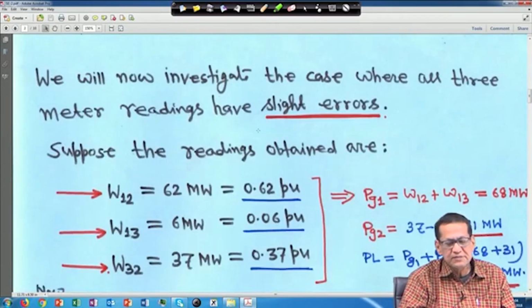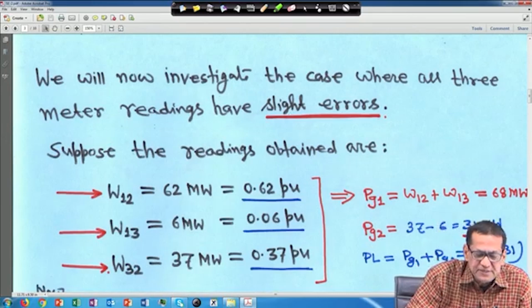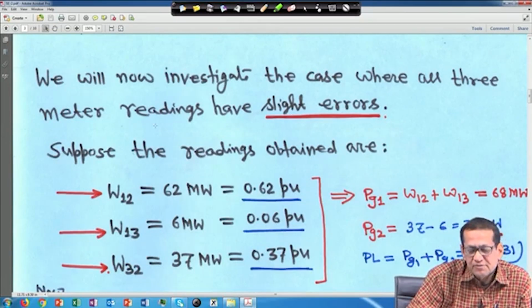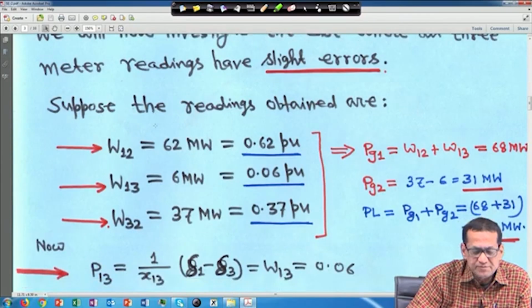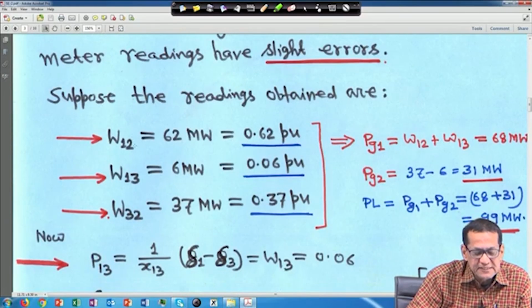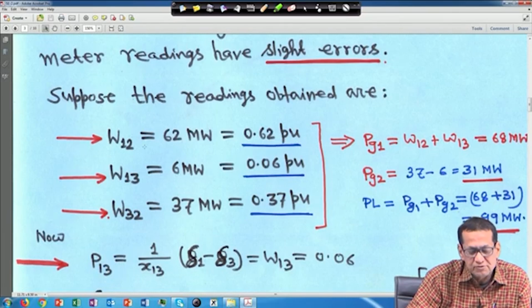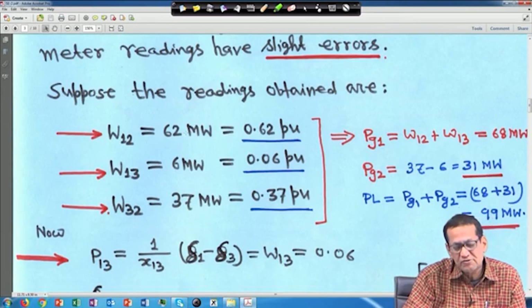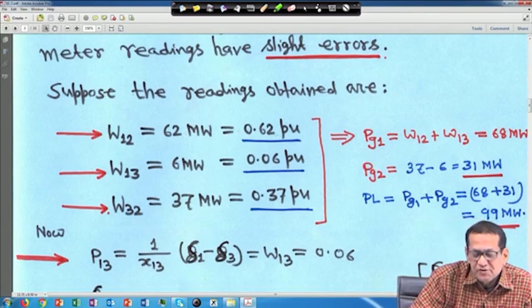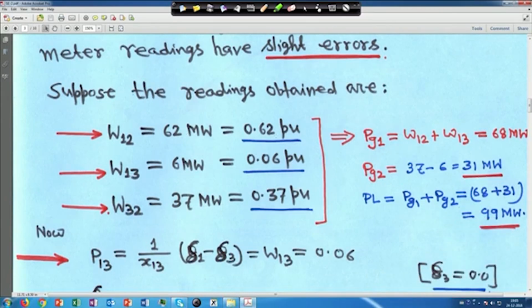Now we will investigate the case where all 3 meter readings have slight errors. Suppose the readings obtained are as follows: the meter placed in line 12 is giving 62 megawatt. On a 100 MVA base, it is 0.062 per unit, right. Similarly, the meter placed on line 13 reads 6 megawatt, so it is 0.06 per unit, and the meter placed on line 32 reads 37 megawatt, so 0.37 per unit, right.